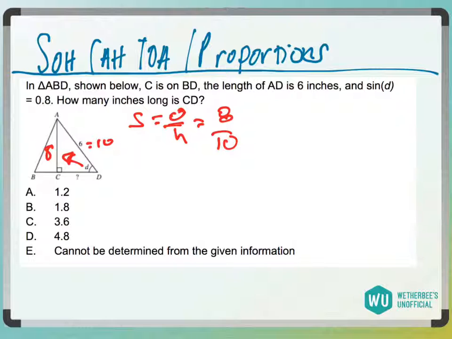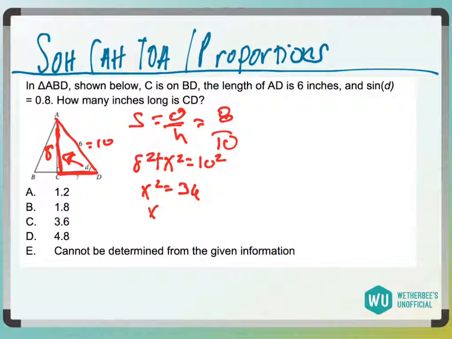So I'm going to use this 8 and 10 to find out what CD is with the Pythagorean theorem, which is going to give me 8 squared plus x squared equals 10 squared. This squared plus this squared equals this squared, which is going to give me that x squared equals 100 minus 64, 36, making x equal to 6. So this is 6, right?